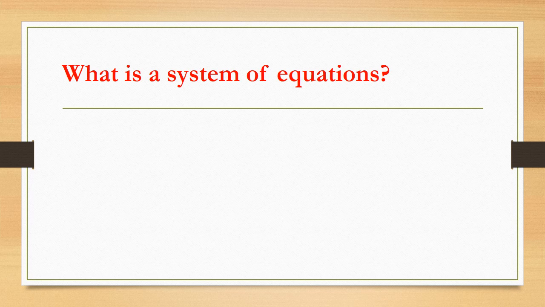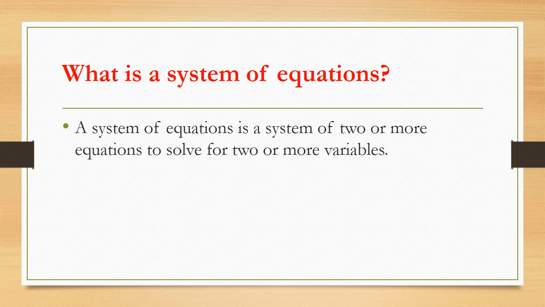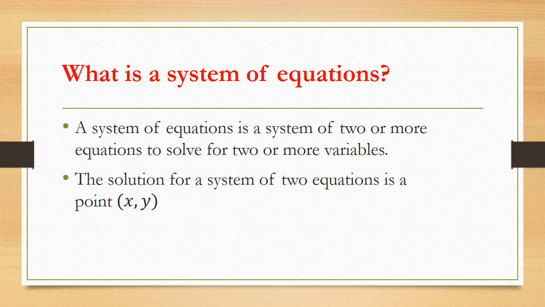First, let's take a look at the definition of a system of equations. A system of equations is a system of two or more equations to solve for two or more variables. The solution for a system of two equations is a point, x and y, that satisfies both equations.